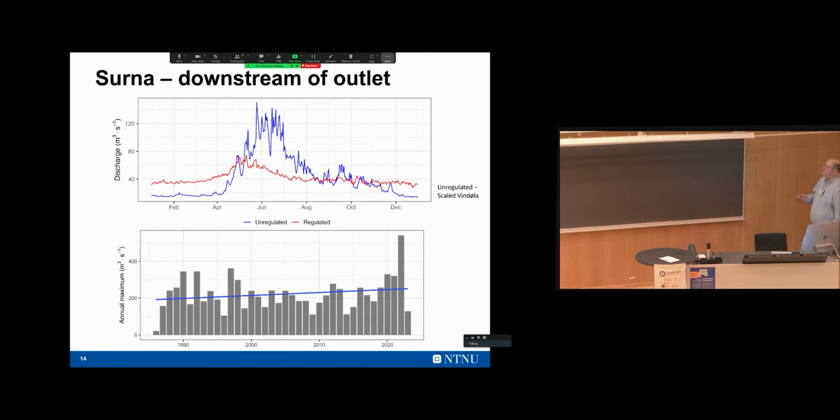We also see the most recent peaks. This one is the storm Gyda from 2022 that actually created quite a big flood in Surna. So even if the river is regulated, it may still flood. But as I'll show an example of later, the distance in time between floods of the same size is changed.